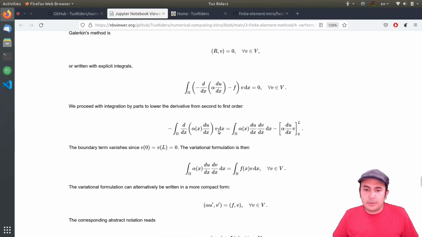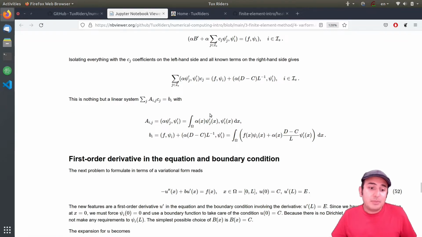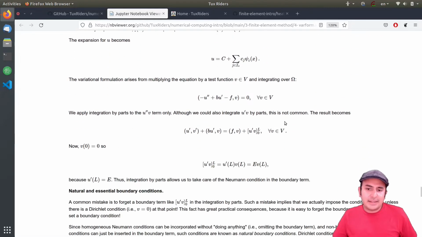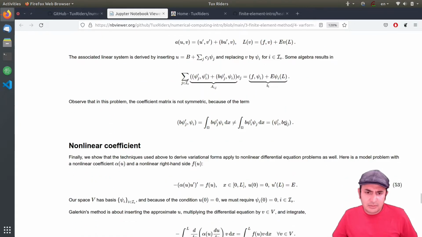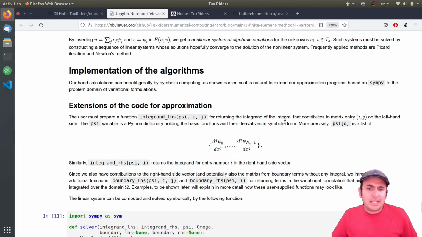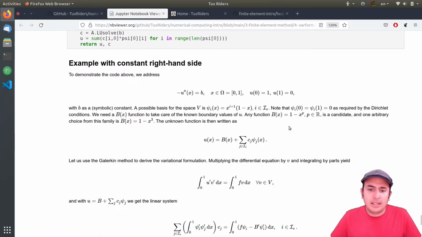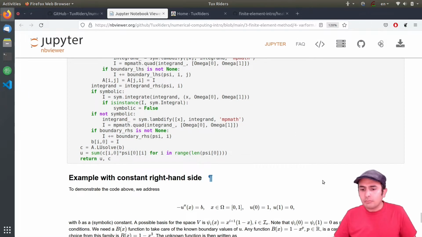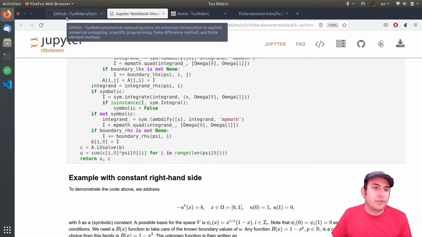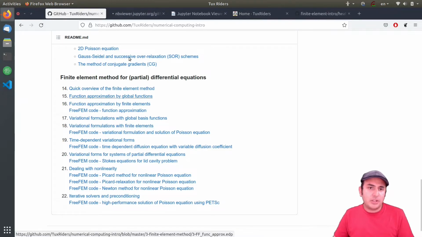So these are for dealing with boundary conditions, and I think now you understand these kinds of equations very well, and the things behind them. So yeah, that's it. And then there are the nonlinear coefficients, which are not things that I want to discuss. Then it tries to implement it using SymPy in Python. So let's go to the second Jupyter notebook, variational formulation with finite elements.